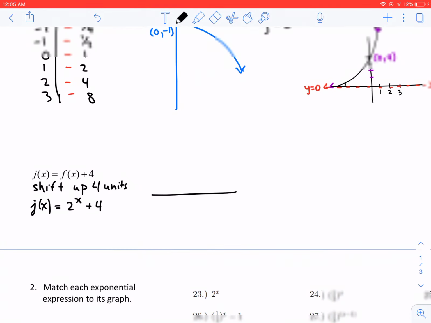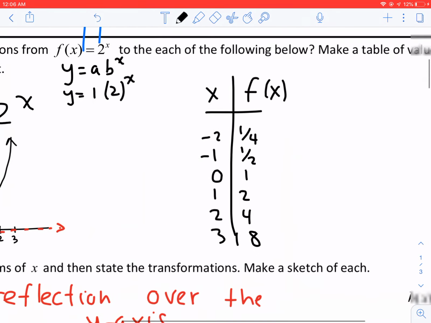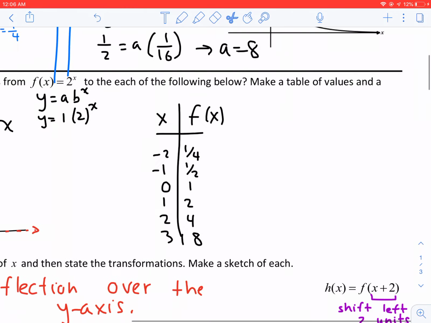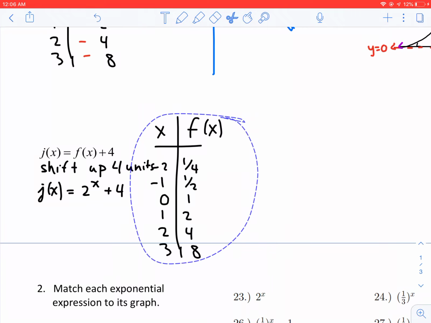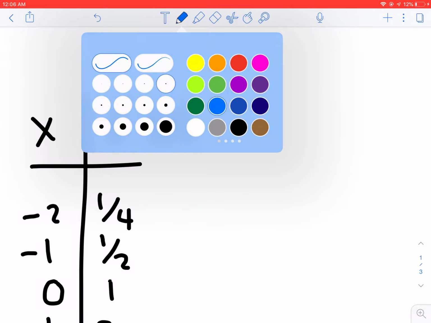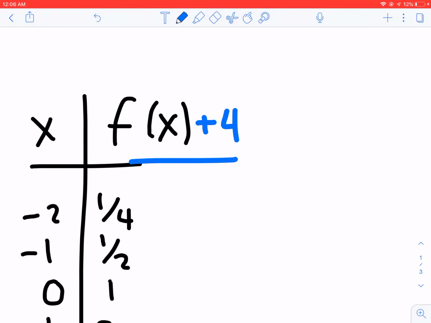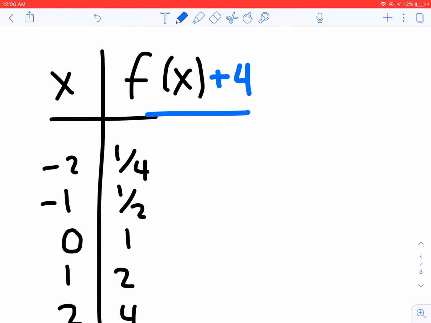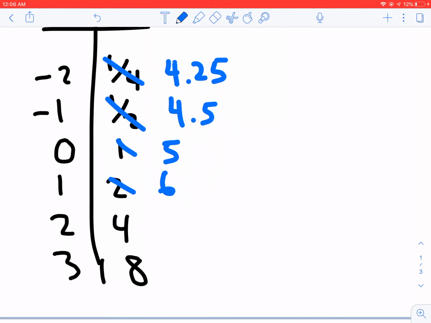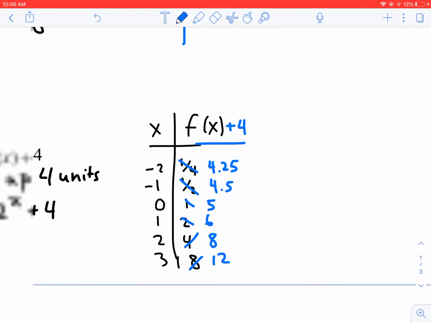So again, if I go to this table, copy, paste, right? What I'm doing to my f of x values is I am adding 4. So instead of negative 2 comma a quarter, it'd be negative 2 comma a quarter plus 4. I'll just use decimals in this case, 4.25, right? This would be 4.5. This would be value of 5, 6, 8, 12, right? We're just adding 4 each time.